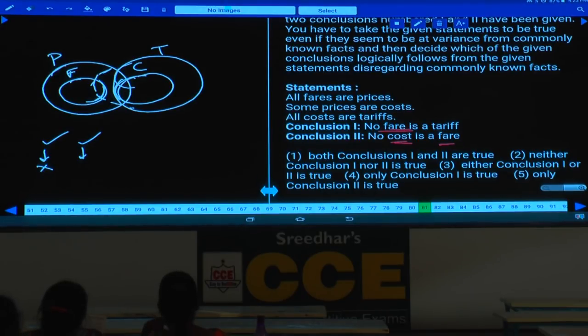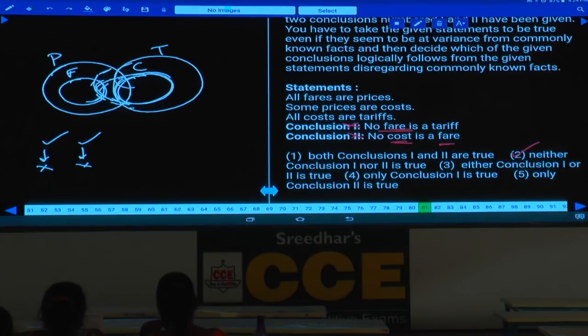Now in order to make this one false, we should draw some circles or shapes. If you draw some circles like this, this will also be false. Hence both the alternate diagrams can be proven. Hence both the conclusions do not follow. Hence what is your answer here? None, neither one nor two, that is choice 2.